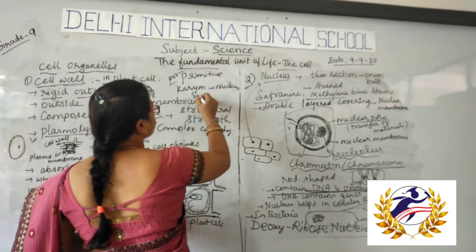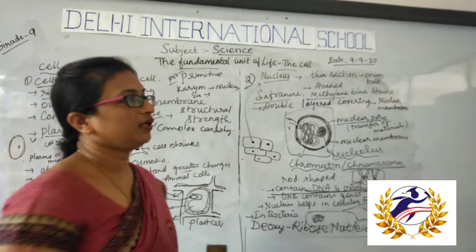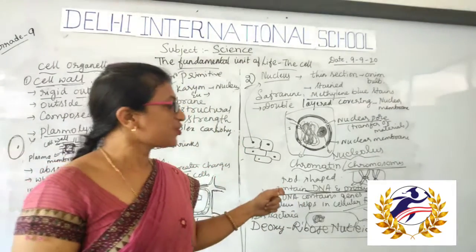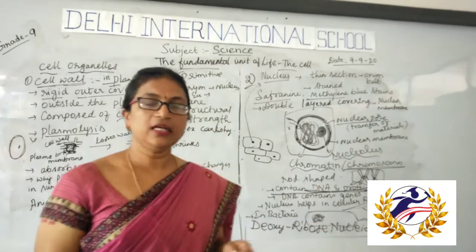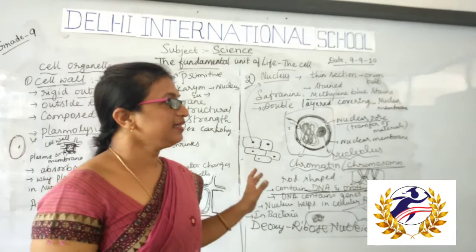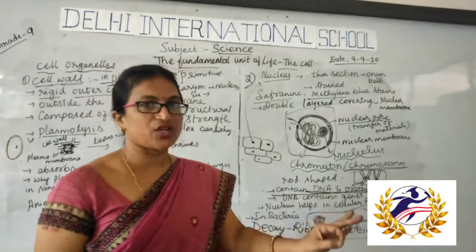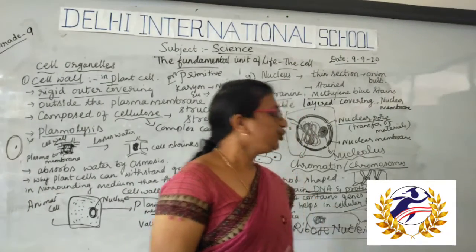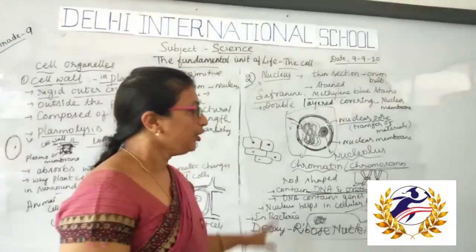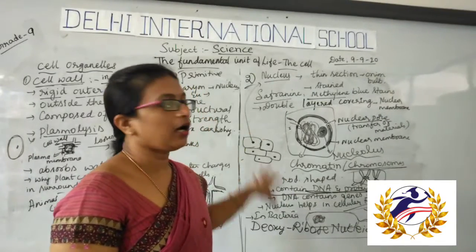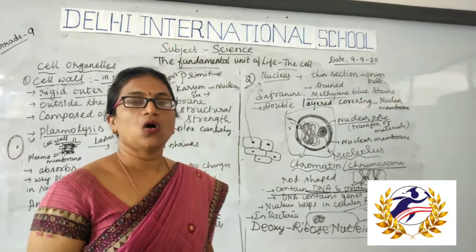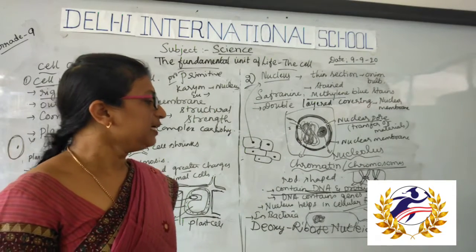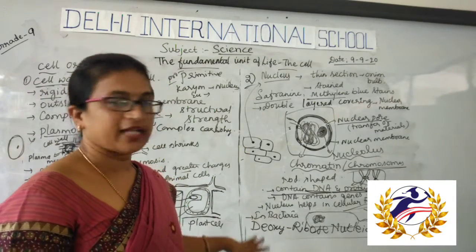Eu means well advanced. Karyon means nucleus. Well-structured and well-organized nucleus. So the organisms which exhibit a well-structured or well-organized nucleus are called the eukaryotes. All the animals, human beings, they exhibit the eukaryotic cell.